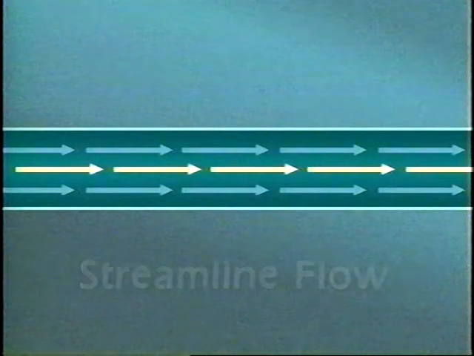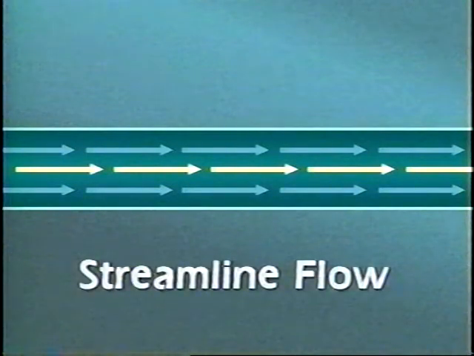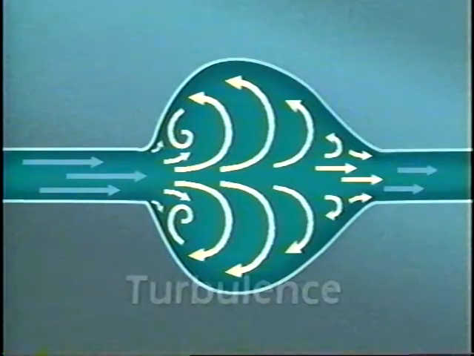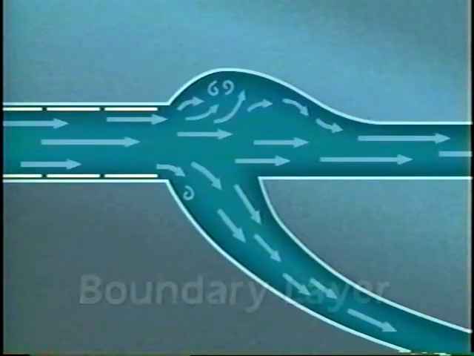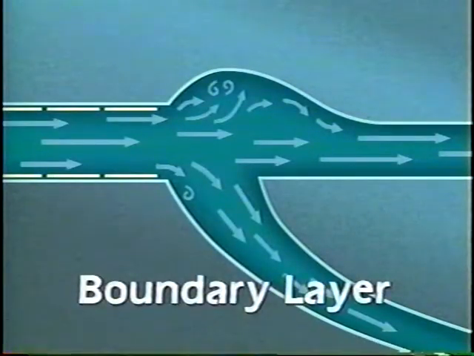Streamline is a line traced along a single lamina. Turbulence or disturbed flow is disorganized flow chaotically oriented in many directions simultaneously. The boundary layer is the thin layer of stationary fluid in contact with the walls of the containing vessel.